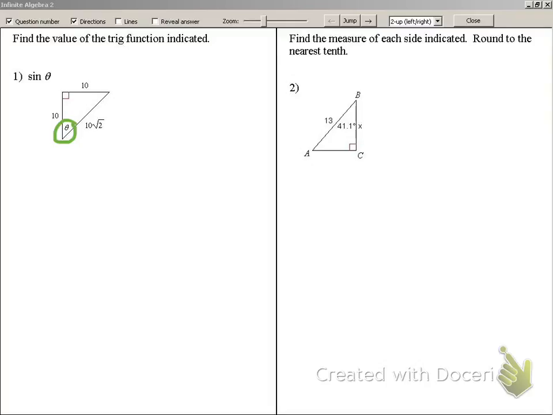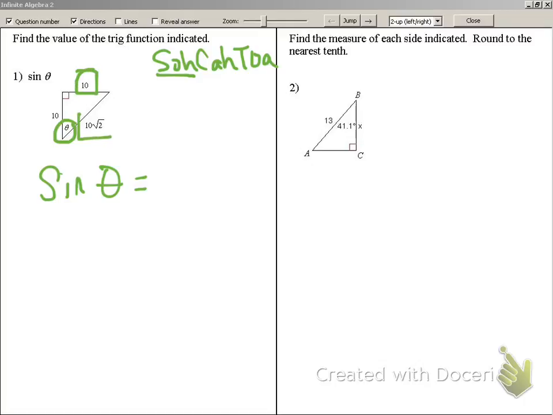Remember, anytime we're working with trig, we can go ahead and write our SOHCAHTOA. That way we know what's going on. That way we have an idea of which one we're looking at. We are dealing with sine. So sine is opposite over hypotenuse. So the sine of theta equals the opposite side over the hypotenuse. So opposite over hypotenuse, that would be the value.